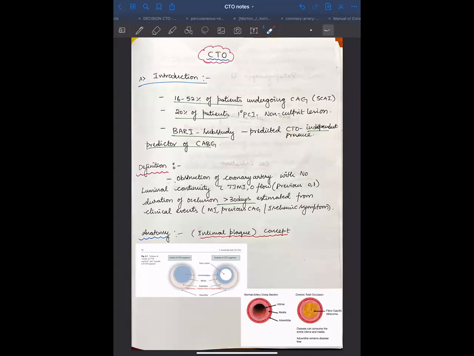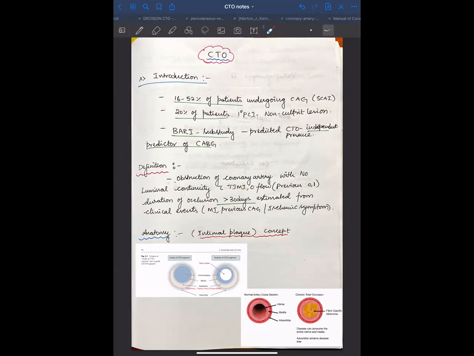So today we will see why there is so much hesitancy in revascularizing a CTO, and also what the various techniques and hardware used are. By definition, CTO is an obstruction of a coronary artery with no luminal continuity. This no luminal continuity is important. Previously they included TIMI 0 or TIMI 1 flows, but currently the definition says only TIMI 0 flow, which means no flow, and a duration of occlusion from the time of an estimated index event of more than 30 days. So that is the definition of CTO for us.